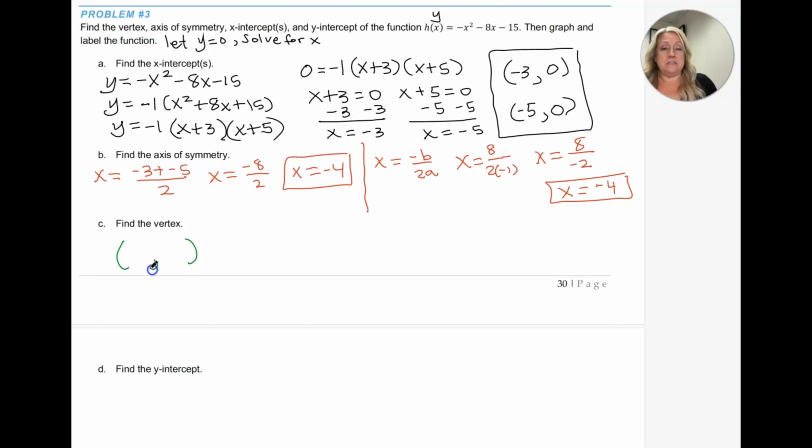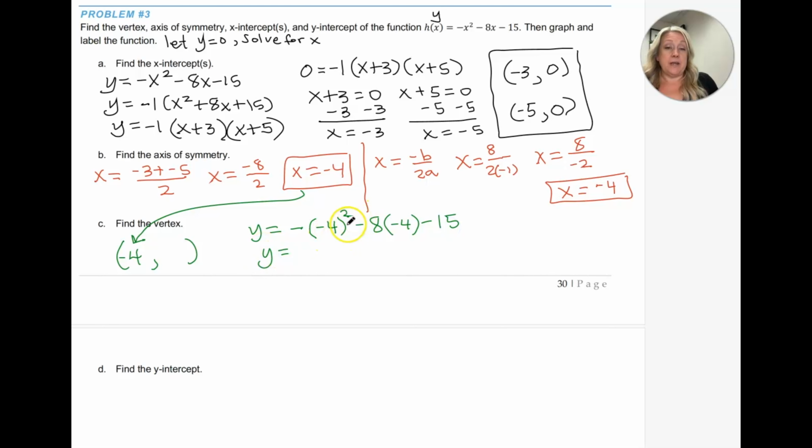Now let's look at finding the vertex. So for the vertex, this x value that I found here for my axis of symmetry, that line of symmetry, also is my x value in my vertex. All right, so now we need to find our y value of this, that second coordinate, and we can do that by plugging it back in to our original equation. So y equals negative, and then in place of my x, I'm going to put -4 all squared minus 8 times -4 minus 15.